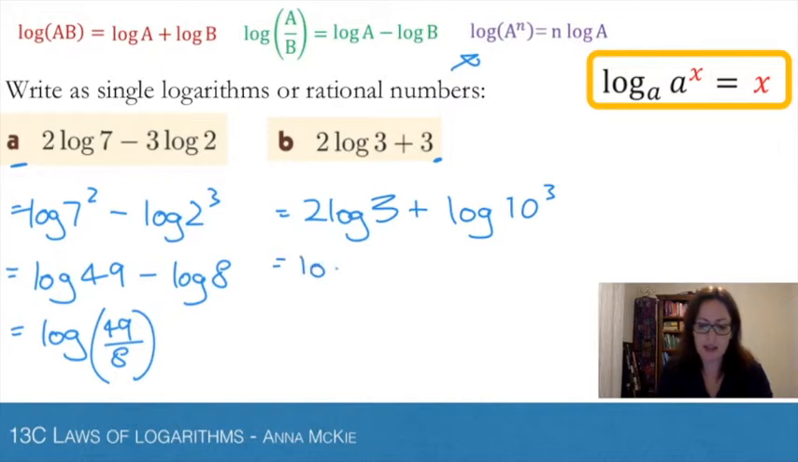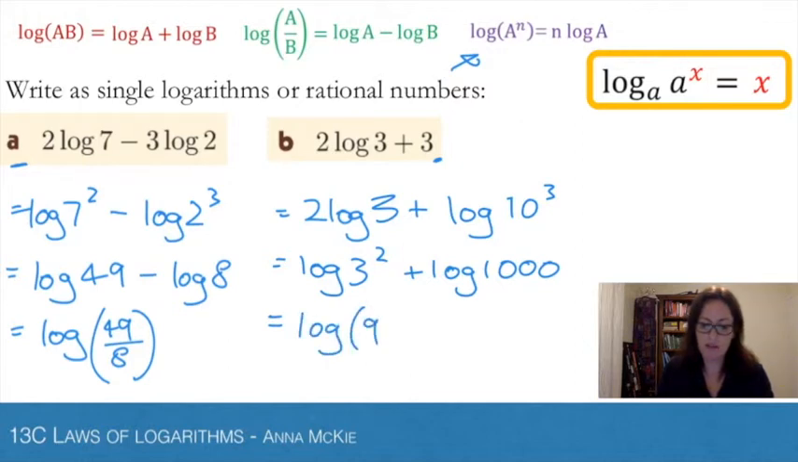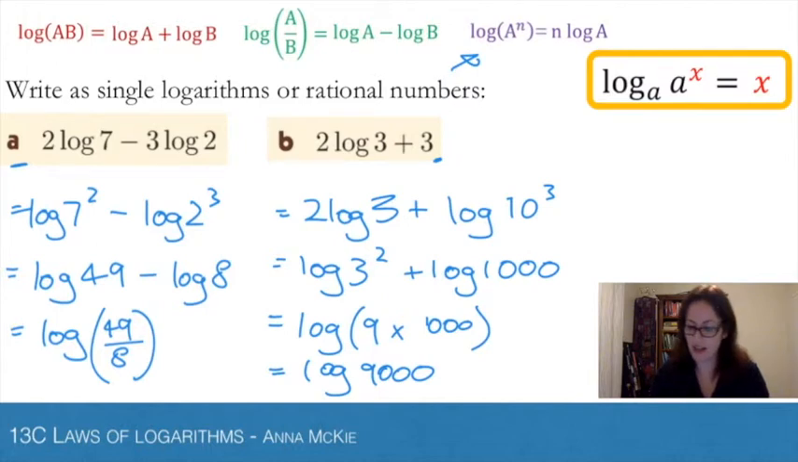Now, bringing them down to be 1 log each, so using the purple rule again, 3 to the power of 2 is equivalent to log of, well, this time around I'm going to write 1000. And now it's an addition rule, so I'm going to multiply the 3 squared, which is 9, multiplying that with 1000 to get our answer of log of 9000. Again, you can check that on your calculator.